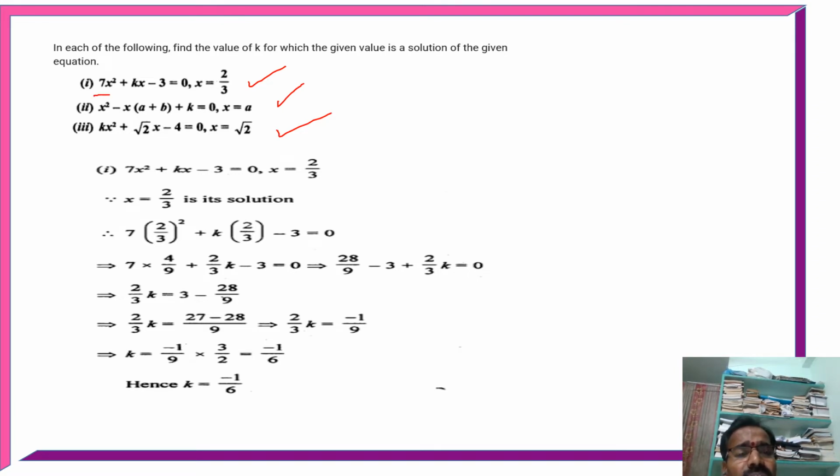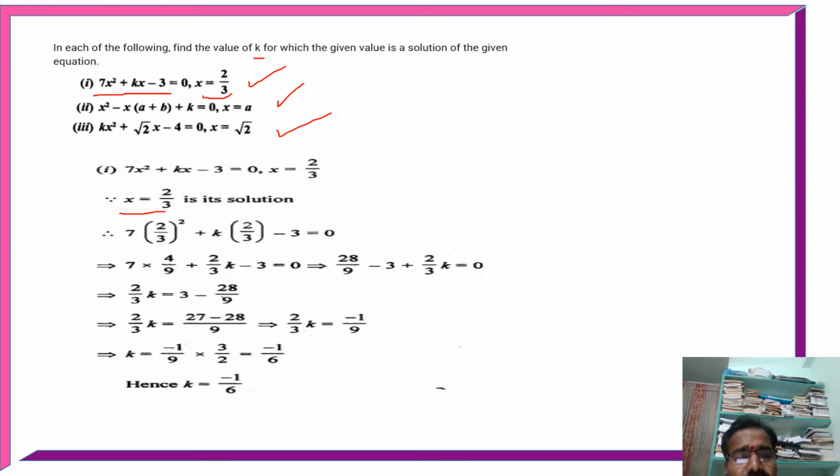We need to find the k value when a quadratic equation is given: 7x square plus kx minus 3 equal to 0, where x equal to 2 by 3. Find the value of k. How to find? Simple. In polynomials also we have done this, in class 9 also. Substitute the x value as 2 by 3 in 7x square plus kx minus 3 equal to 0.